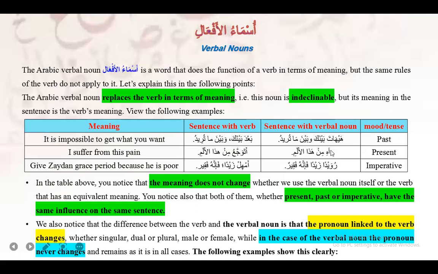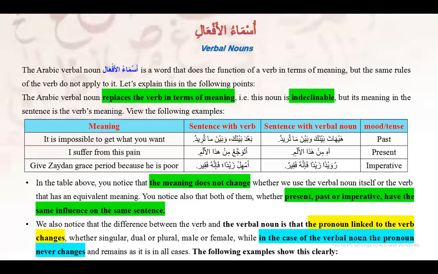Same also here. آهي من هذا الأمر means I suffer from this pain. I want to say أتوجع من هذا الألم, I feel pain, but I use the verbal noun آهي. The verb أتوجع is with damma, but آهي is with kasra, so it means indeclinable nouns. هيهات is in the past, آهي in the present.